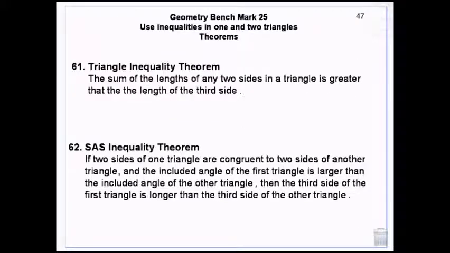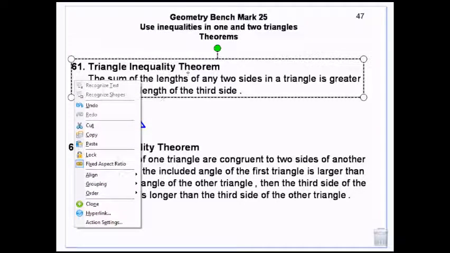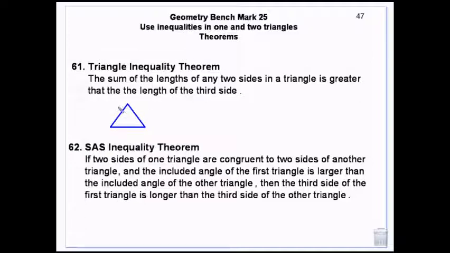We have another triangle inequality theorem to do with sides. So if I have A, B, and C, A plus B is going to be greater than C, B plus C is going to be greater than A, and A plus C is going to be greater than B. You cannot have a situation where you add up two sides and it's smaller than the third side. That won't work.